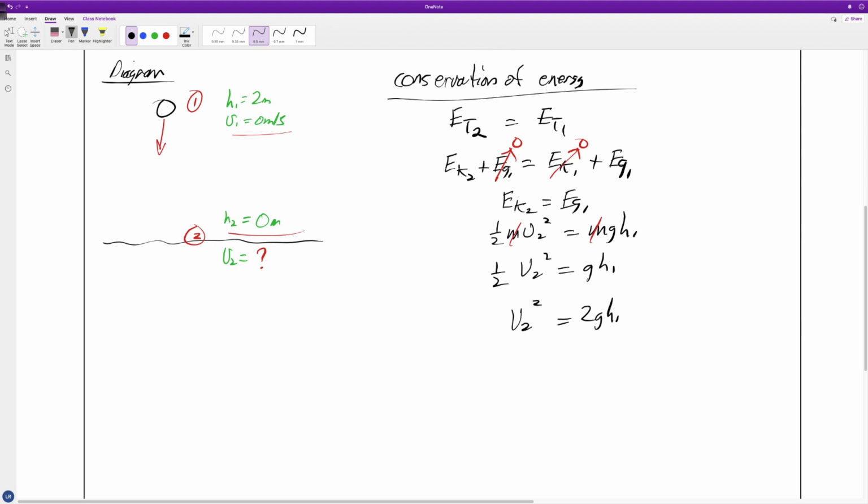Now I need to get rid of the square. Well, the opposite of square is square root. So I'm going to take the square root of the left side, and taking the square root of v2 squared just gets rid of the square. And then I have to take the square root of the right hand side. So it's going to be the square root of 2 g h1. Now we can put in our numbers. 2 times 9.8 times 2, 6.26 meters per second.